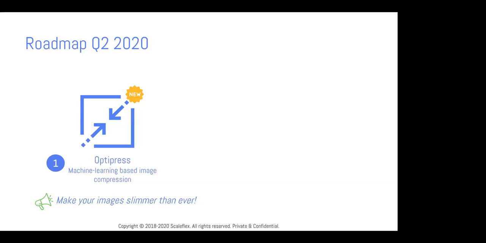So we're going to launch this quarter, actually this month, an algorithm called OptiPress, which is our homemade image compression algorithm. The goal is to go even further with compression and win 50, 60, 70% versus the original size of an image. Obviously, it's very image dependent, and this is exactly what OptiPress will find out. Based on your image, it will find the best compression parameters and compress it and make the images slimmer than ever. So this is the first item on our roadmap.